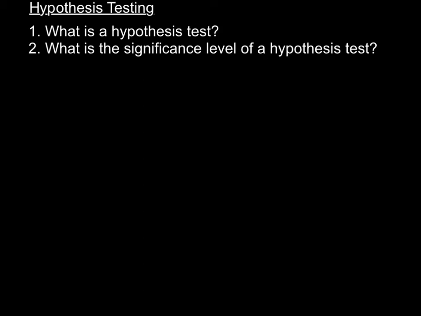In this video we're going to be looking at hypothesis testing. Firstly, we're going to be looking at what is a hypothesis test, and secondly what the level of significance of a hypothesis test is. So a hypothesis test is basically a way of testing whether a population parameter is accurate or not. And in order to do this, we have to state two hypotheses.